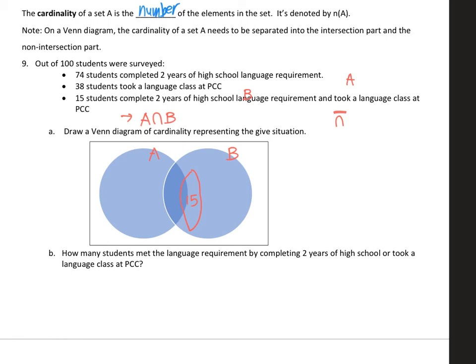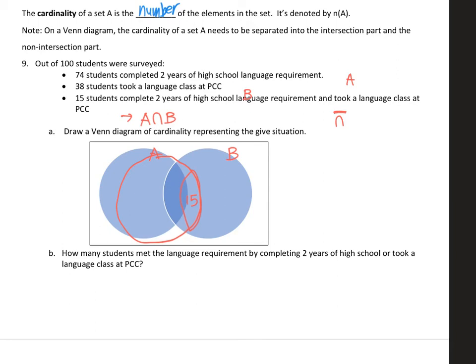So this is where things get slightly tricky. It says 74 students completed 2 years. So I was going to say 74 here, right? But then it becomes kind of weird because A contains this whole thing, right? So if this is 74, this is 15, doesn't it sound like they have 74 plus 15, 99 students? But A has only 74 students. So it'd be kind of misleading if I write just 74 here. So I shouldn't have done that. So what do I need to do?